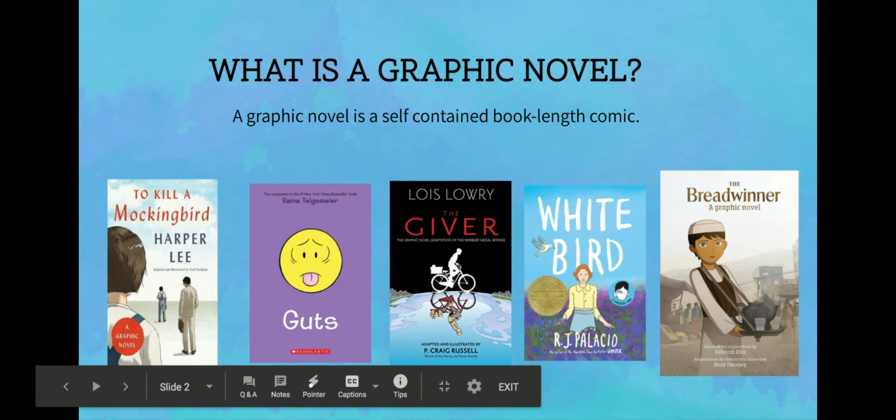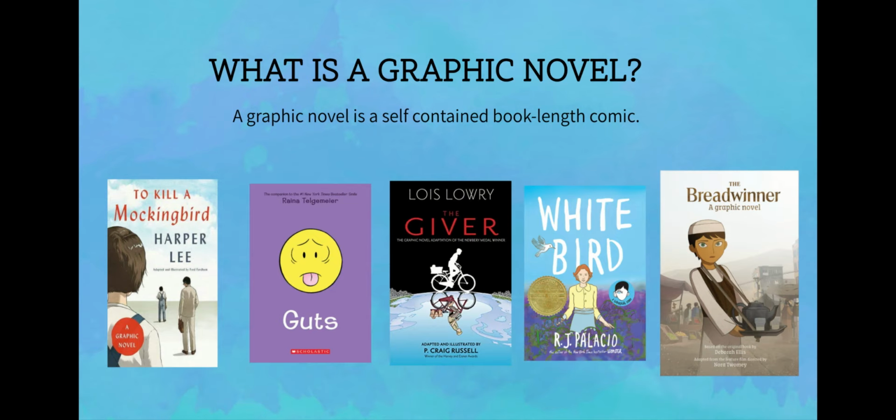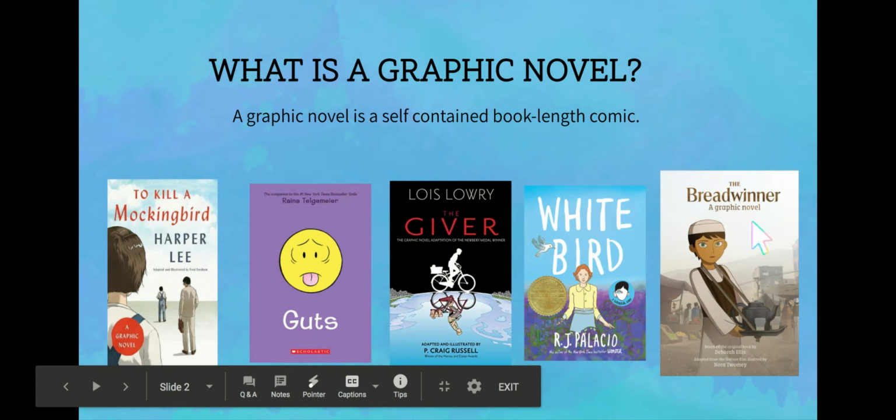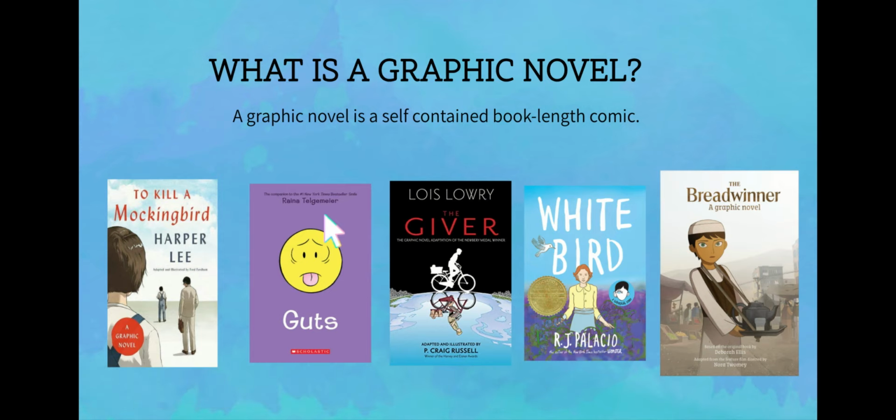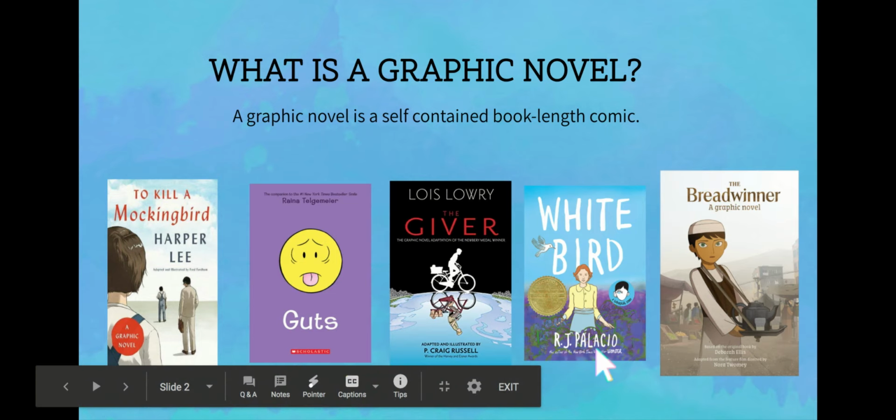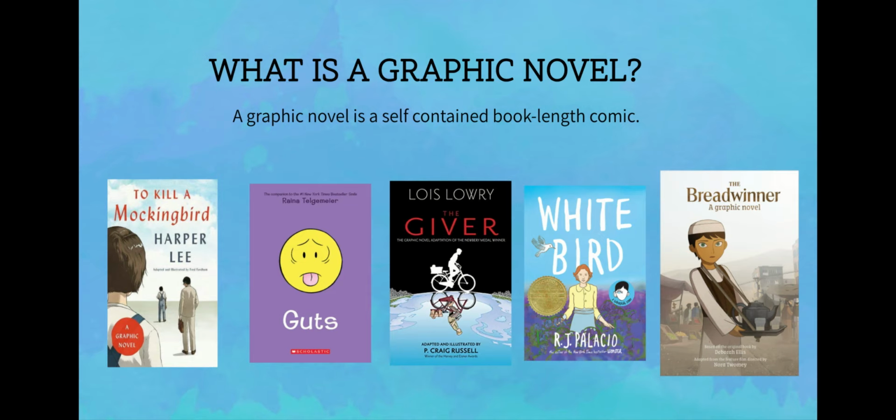A lot of times now we see books that are already books being turned into graphic novels, like The Giver and The Breadwinner. I put this here because I know a lot of you like Raina Telgemeier, and this is Whitebird by R.J. Palacio. I'm not sure if I'm saying that right. The author of Wonder wrote a book about the Holocaust. So they take a lot of different genres: realistic fiction, historical fiction, dystopia, and they are book length.